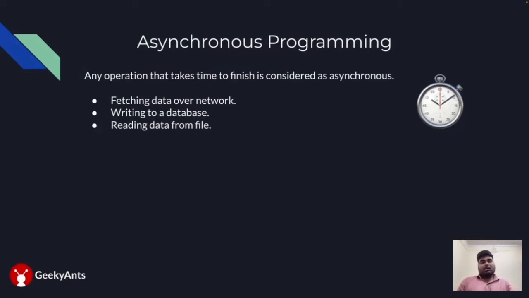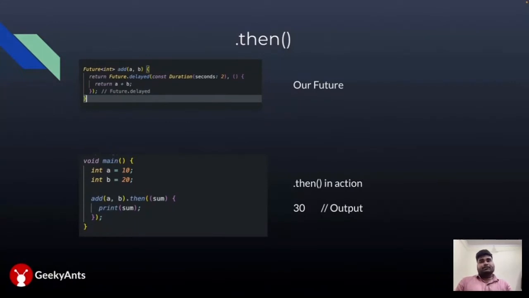How to tell Dart that we are going to take some time to perform this action, so you have to work accordingly? There are multiple approaches. The first one is dot then.